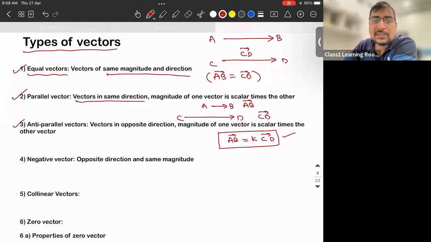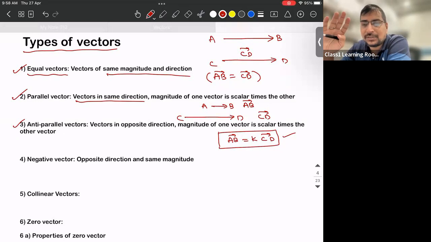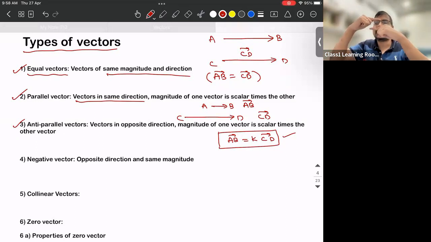Next, the next one is anti-parallel vector. The name itself suggests, right? Anti-parallel vectors means vectors which are in opposite directions. One common mistake is that I've seen students referring to it as vectors which are in different directions. Different direction is wrong. Anti-parallel means they should be exactly in the opposite direction. Means one vector is like this, the other will be like this.